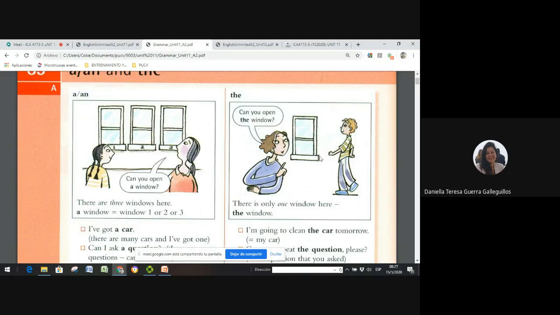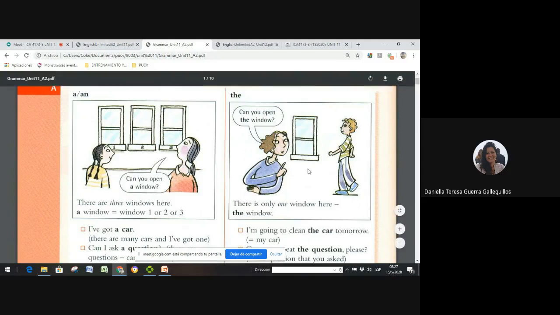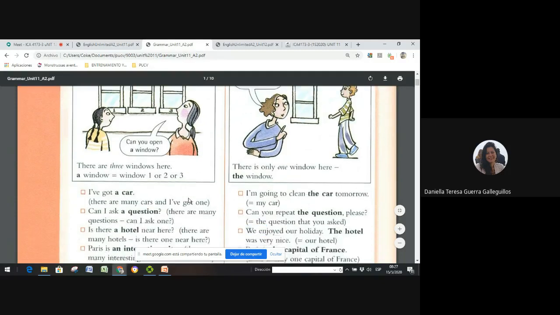Now, Pia, can you read the second one? Can you open the window? Thank you, Pia. There is only one window here, so we don't have any other option. It's the window, right? Rocio?